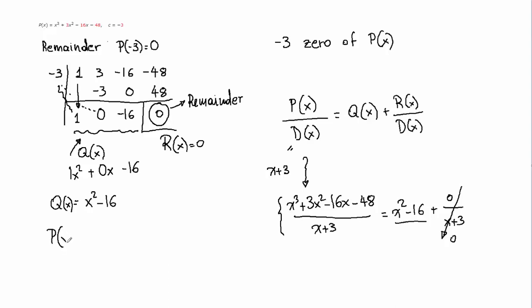So the p of x, the initial polynomial, is equal to x plus 3. This is one of the factors, since -3 is a 0, times the quotient, that is x squared minus 16. Now you can observe that x squared minus 16 is a difference of squares. And this, along with the -3, will give us all the zeros for p of x.